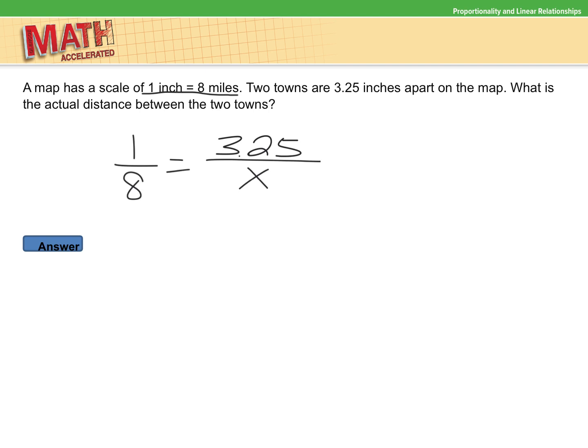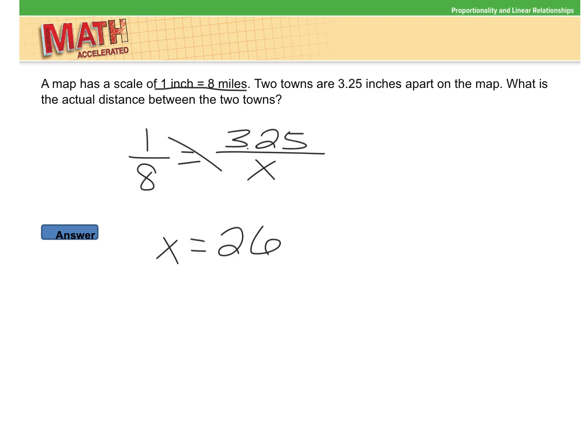How do I solve? 8 times 3.25. I'm going to take 1 times x first, and then I get x, and then we get 8 times 3.25, which we get 26. That's what I have. Okay. That is the size of the actual map. Okay. There's 1 times x. Now, I'm going to change this a little bit.